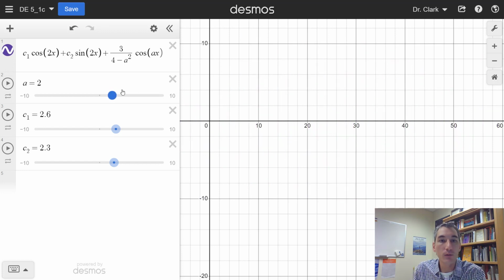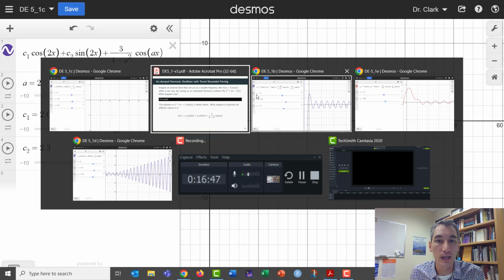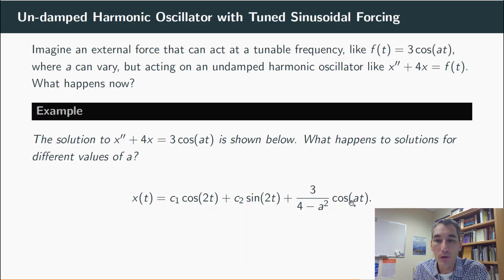Now, if the frequencies actually match, what happens to the denominator 4 minus a squared if a is equal to 2? Well, 4 minus 4 is 0. You just divided by 0. And now the solution disappeared. So what really happened there? Well, remember, this particular solution depended on A, the frequency of the forcing term. If A is equal to 2, you divide by 0, this goes away. It doesn't exist anymore.